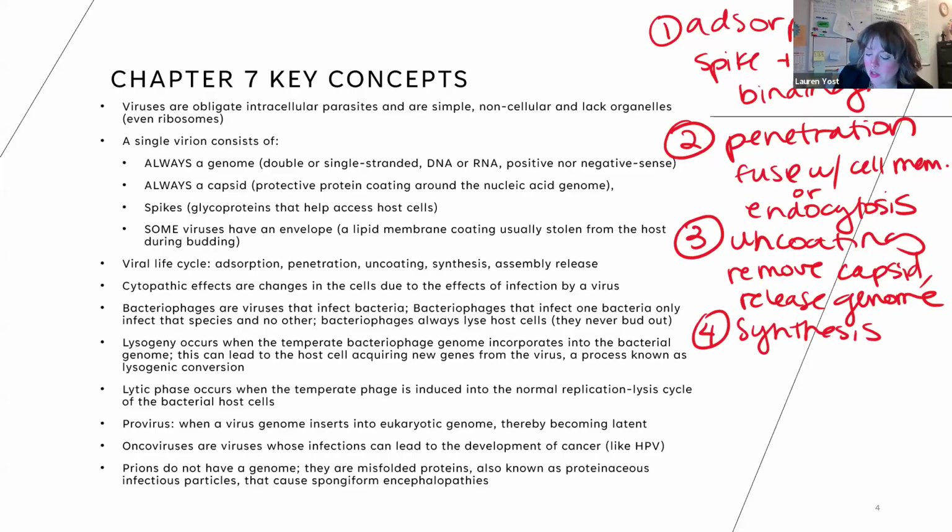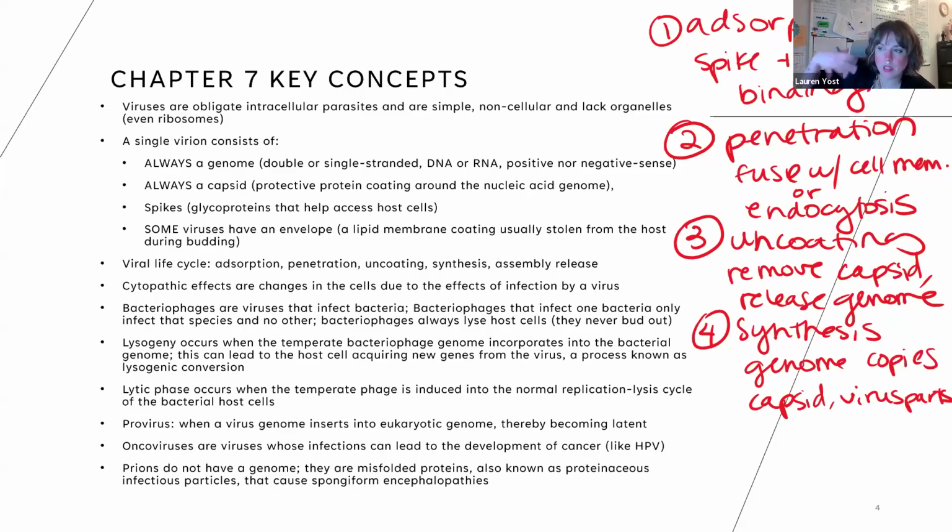The next step is the synthesis. This means we're making genome copies as well as our capsid and virus parts, through transcription or translation or whatever we need to be doing with our virus. So we're making copies of our genome, but also making all those protein components and parts.